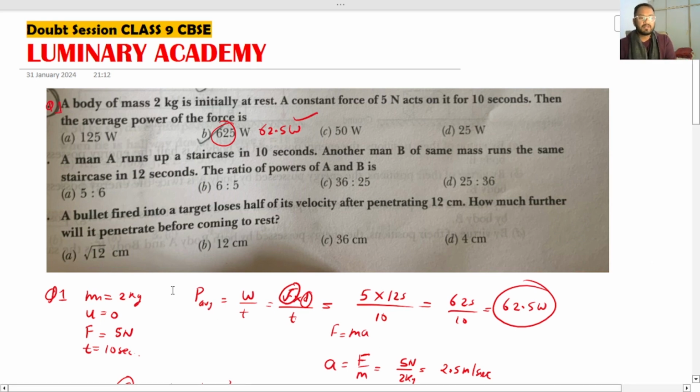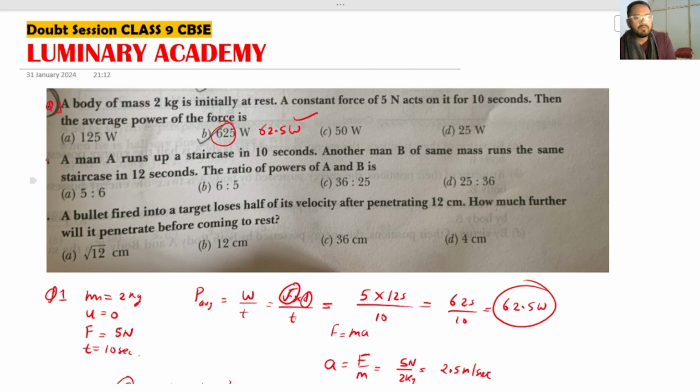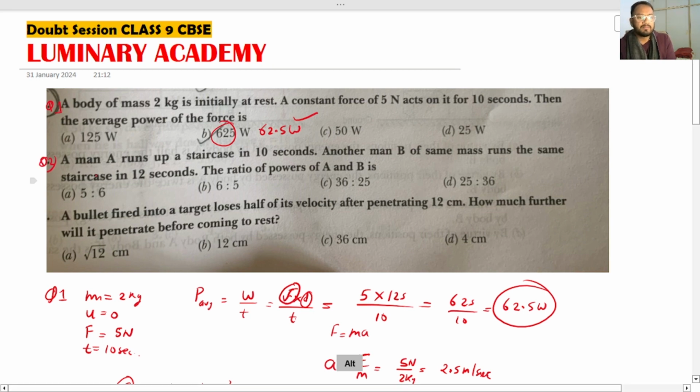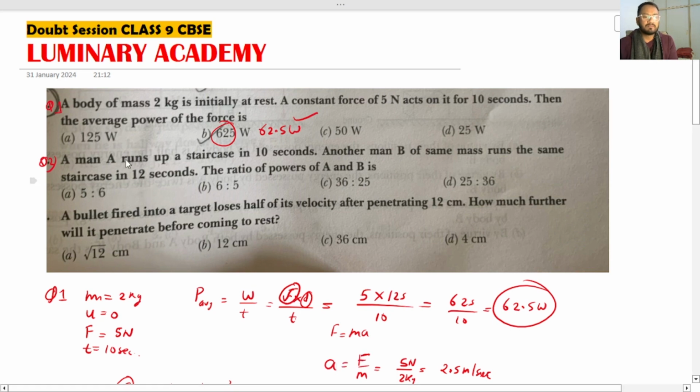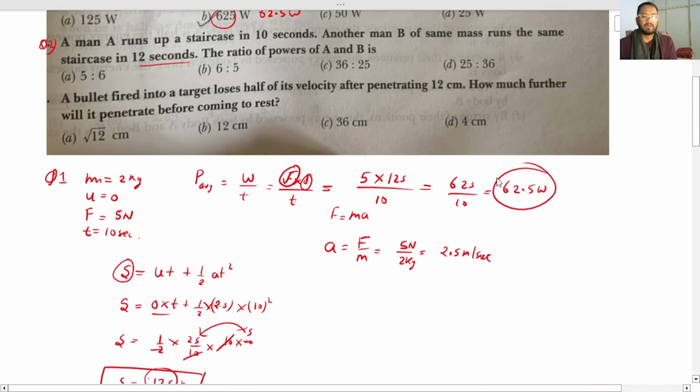Second question, let's solve the second one now, which is also based on power. A man A runs up a staircase in 10 seconds. Another man B of the same mass runs up the same staircase in 12 seconds. Now what is the ratio of the power of A and power of B? Just a very simple question it is.